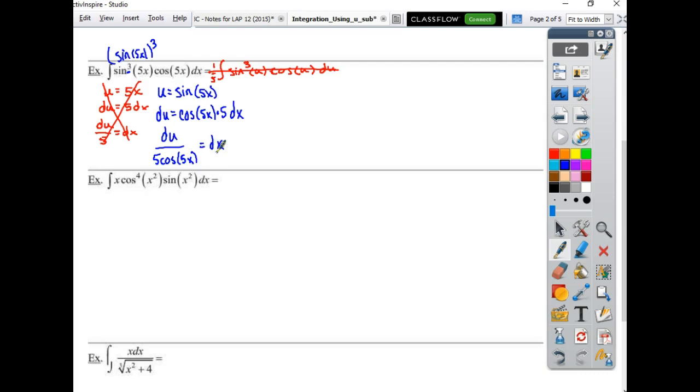And if we do this substitution, our sine of 5x would be replaced, and that would just be written as u to the third power. And you'll notice that we would have the cosine of 5x here, but our dx is going to turn into du over 5 cosine of 5x. And what's amazing is that those cosine of 5x's will reduce, and the problem becomes 1/5 the integral of u cubed du.